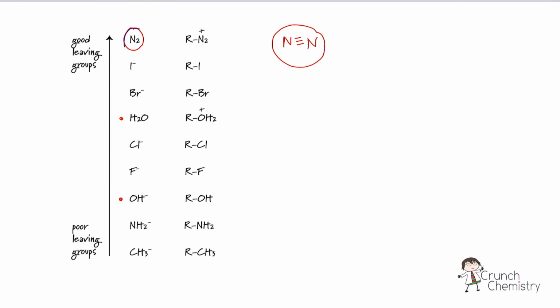In addition, nitrogen and water make good leaving groups because when they're bonded to the alkyl groups, the rest of the molecule, they're positively charged. This means that they are pulling electron density away from the rest of the molecule to try and stabilize that positive charge. As a result, these bonds are weaker than one might expect. So not only are our leaving groups leaving as neutral molecules, which makes them stable, the bond between them and the rest of the molecule is weak, which makes it more likely to break.